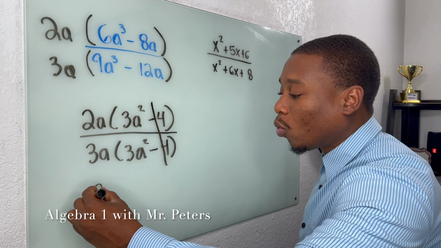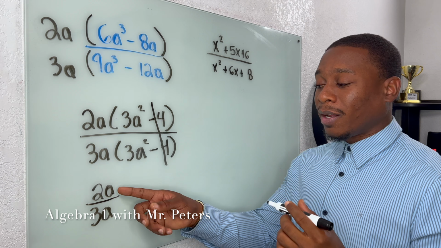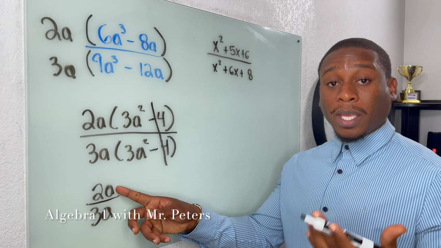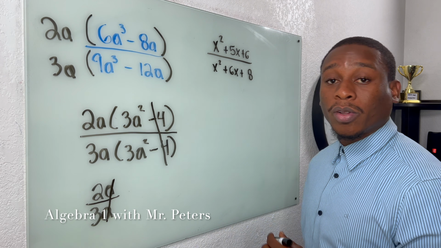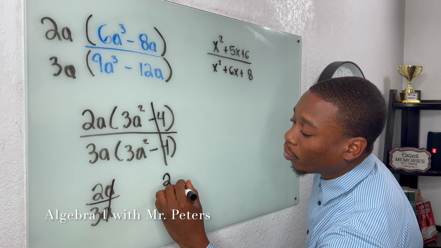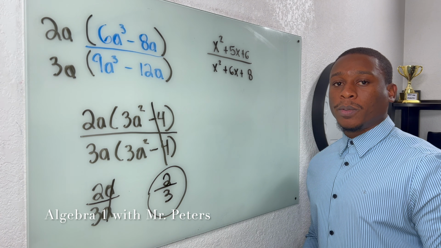Now, another mistake with this problem I see students make is that they'll sometimes forget that they could do the same exact thing with a. A divided by a is 1, so we could cancel that out. So my final answer would be 2 over 3 in this example.